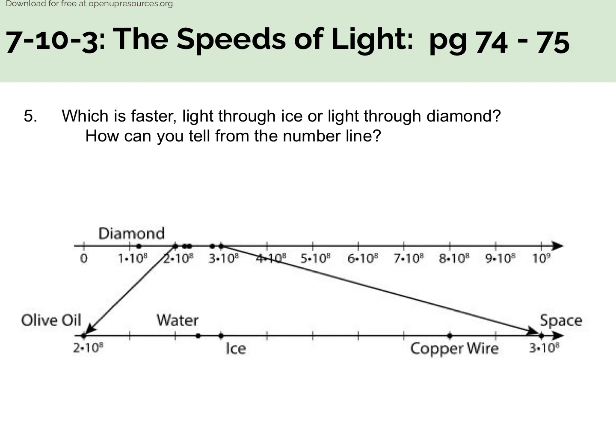So if we want to go ahead and look at the number line, we already kind of know it's ice. But now if we look at the number line, here is the diamond and then here is the ice. And that ice one is actually like right here, right? So again, we've shown that ice is faster, light goes through ice faster than it does with the diamond.